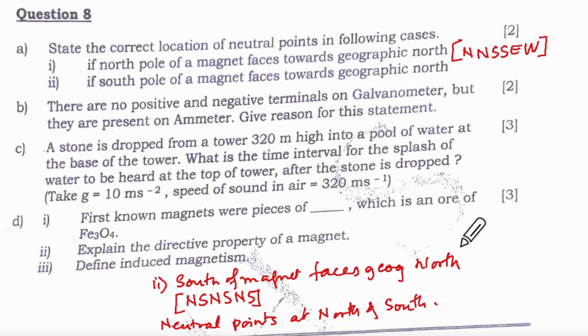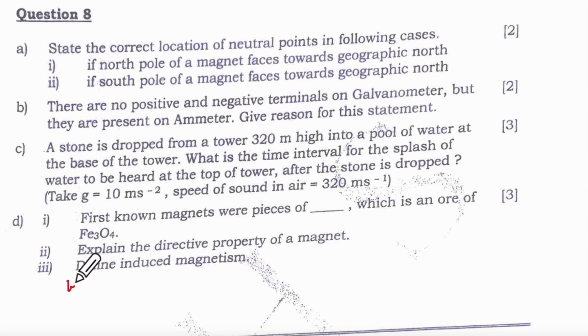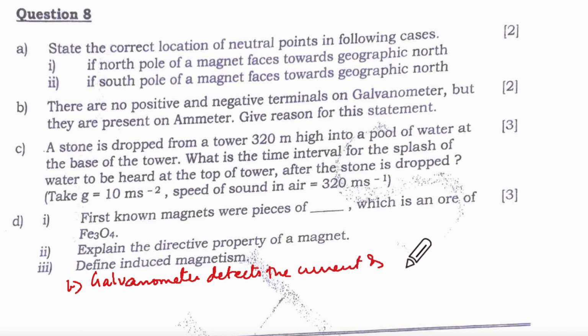Okay, let us come to the B part. What are they saying? There are no positive and negative terminals on a galvanometer, but they are present on an ammeter. Give reason for this statement. So what will you say? See, galvanometer shows the direction of the current. So it cannot have positive and negative. Correct? So what you'll say? Galvanometer detects the current and its direction.